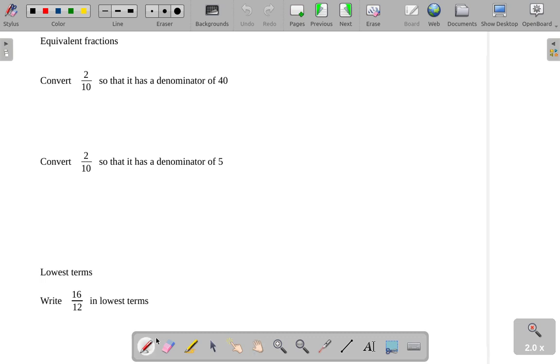Alright, so let's actually talk about fractions. The first thing that I want to describe with fractions is that we can rewrite fractions without changing their number. We can change what they look like. So we call these equivalent fractions.